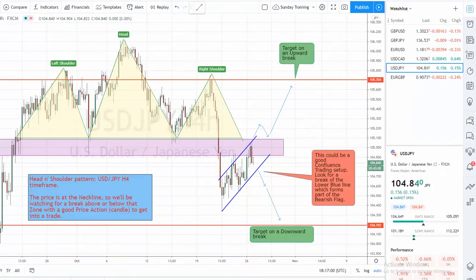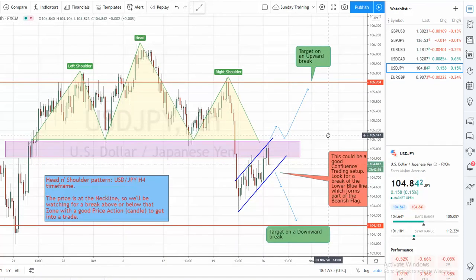Let's just go to our chart here. This is basically what we are watching for the week. Just to share a bit about Confluence Trading. For those who don't know what Confluence Trading is, it's basically having two or more reasons for getting into a trade. Obviously, you would have the edge, as it were, by so doing.